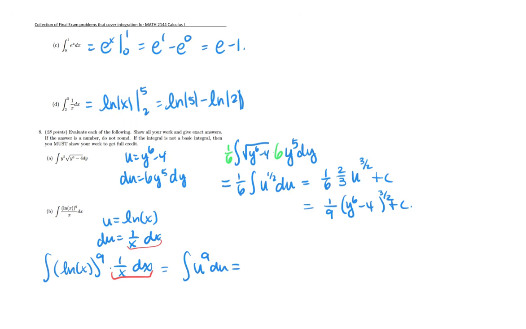And if I find an antiderivative of that, I'll have 1/10 u to the 10th plus c, which is 1/10 times natural log of x to the 10th plus c.